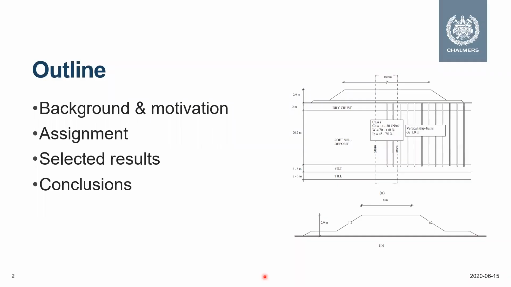Here is the outline of our presentation. I will start with some background and motivation for why we introduced this prediction element into our course. I will talk about the assignment, which is the test embankment on the right, the so-called Haarajoki test embankment. In the assignment, we are only considering the part of the embankment with no ground improvement. I will discuss selected results from running this exercise for 3 different student cohorts, and then I have some conclusions and reflections.